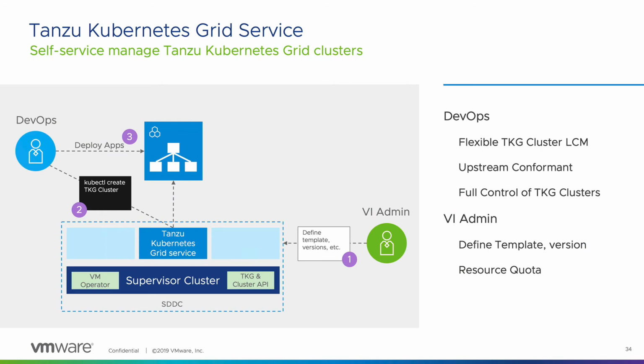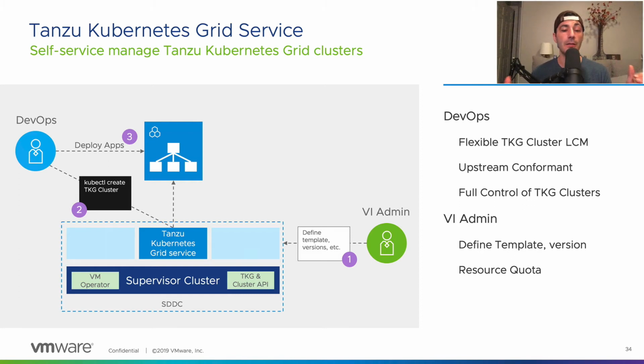With the Tanzu Kubernetes Grid service for vSphere, I can really start connecting both ends, not only the DevOps side, but also the VI admin side, giving each individual the view that they want into their type of workload. As a VI admin, I can go into what's called the supervisor cluster, which is the same exact thing as my management cluster in this case, if you think about it. In this management cluster, I can define the templates and the versions and everything that I want, and resource quotas of what I can offer to my developers.